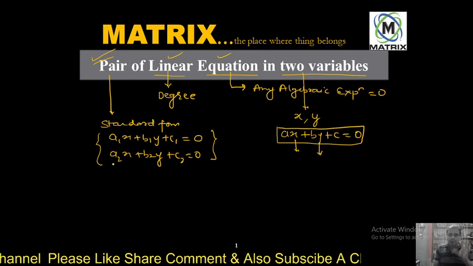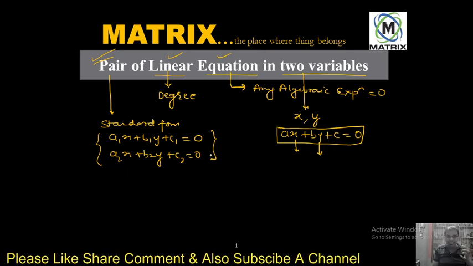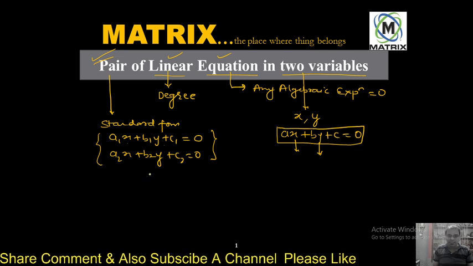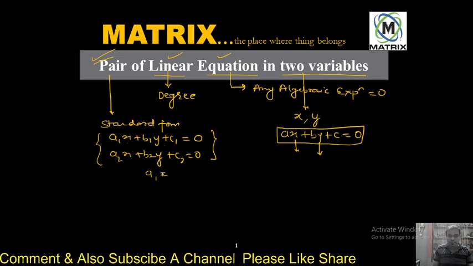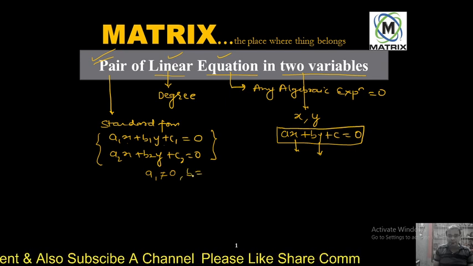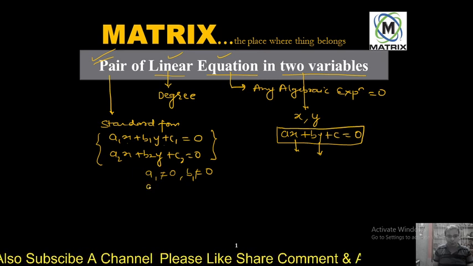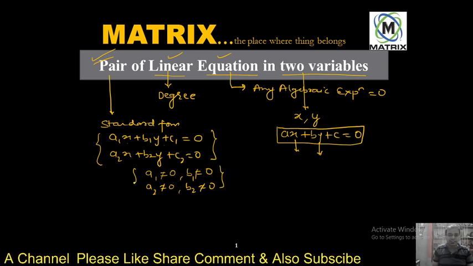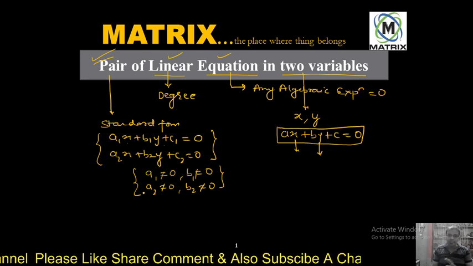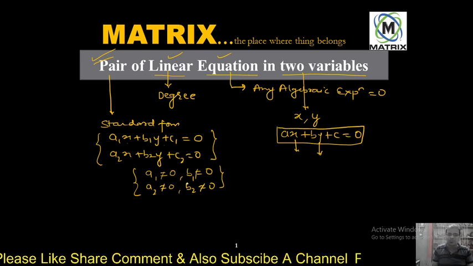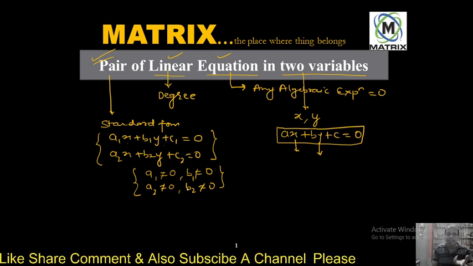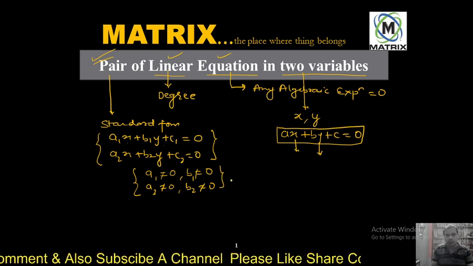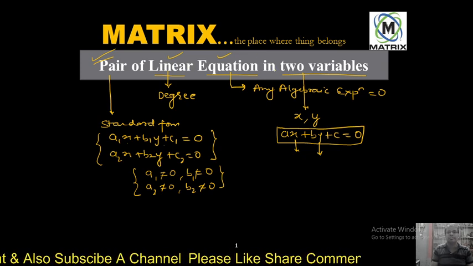Pair of linear equations means we have pairs of linear equations in two variables, where the variables are x and y. The conditions applied are a1 is not equal to 0, similarly b1 is also not equal to 0, and similarly a2 and b2 are also not equal to 0. These are the conditions we have to apply in the given expression. If any coefficient is equal to 0, then it is converted into a linear equation in one variable. So always remember a1, b1, a2, b2 are never equal to 0. That is called a pair of linear equations in two variables.